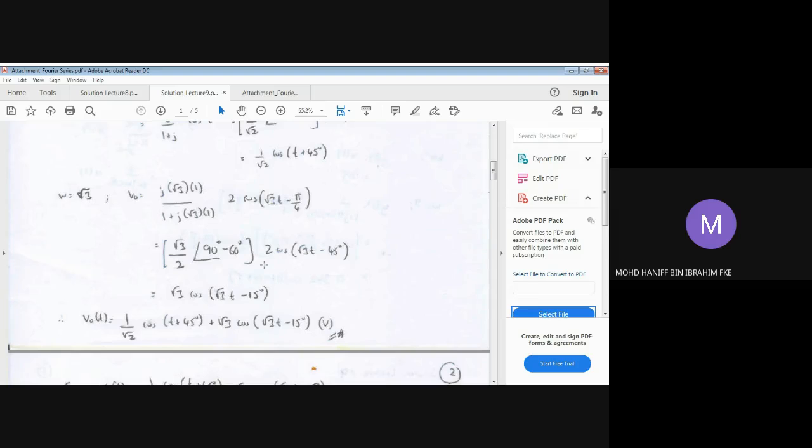Okay, then any questions for this example? So hopefully by now you have understood clearly how to apply the Fourier series in solving electrical circuit problems. Okay then.